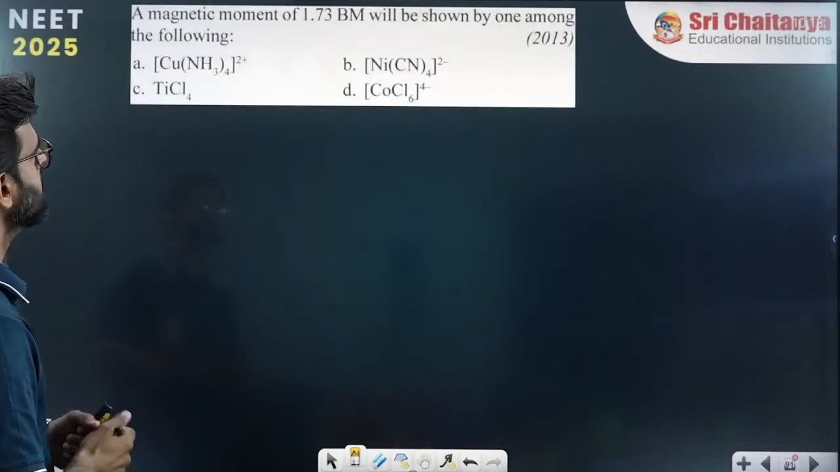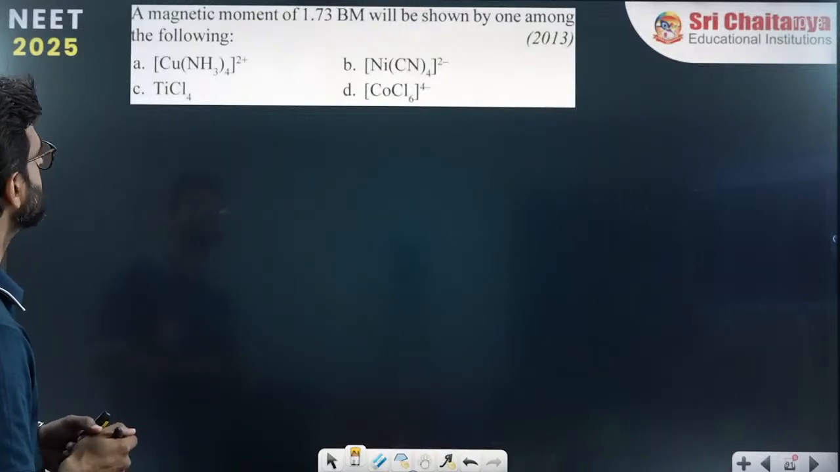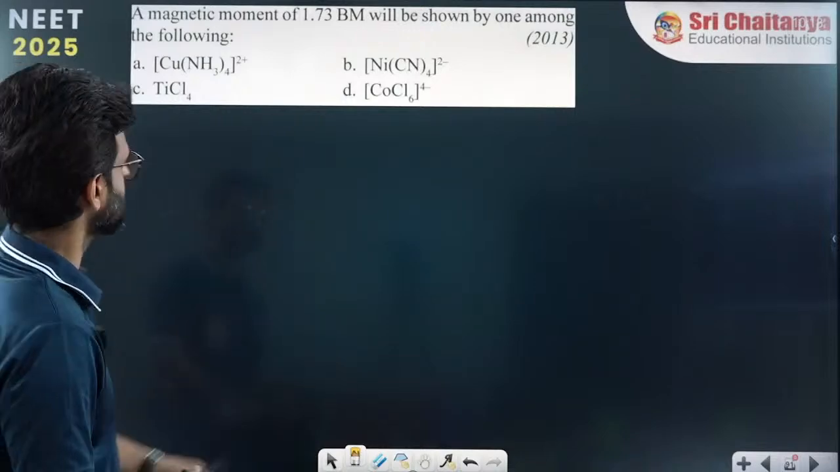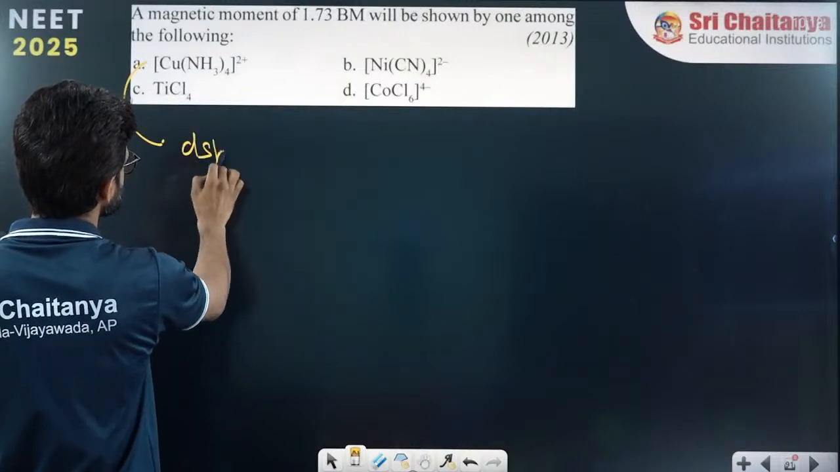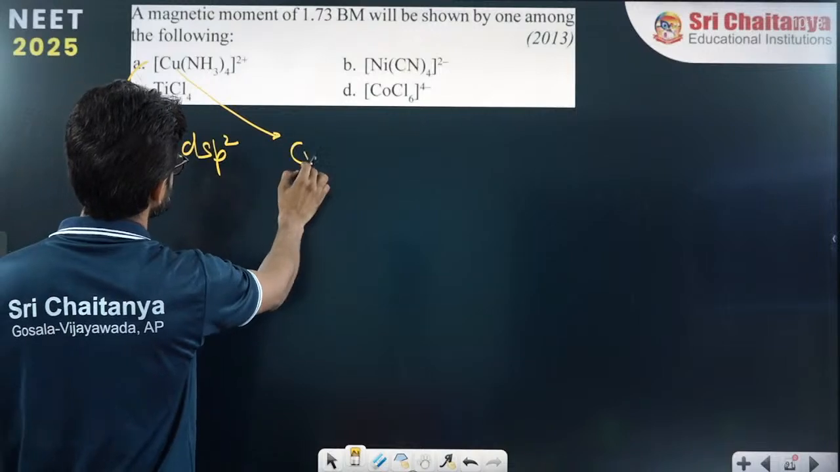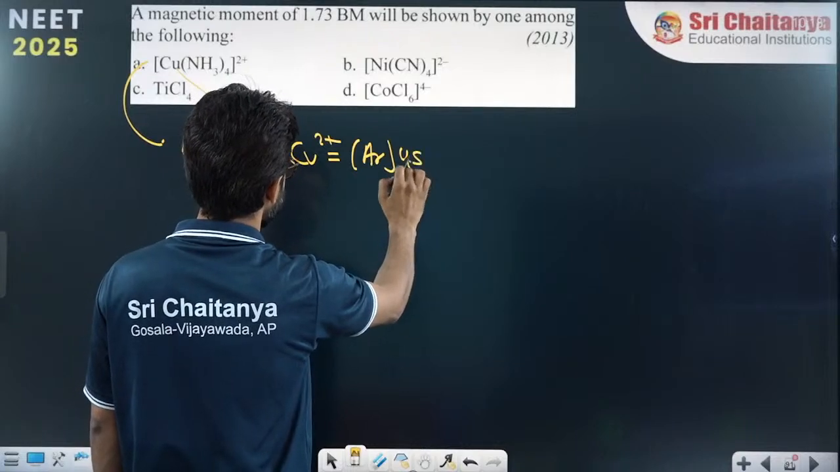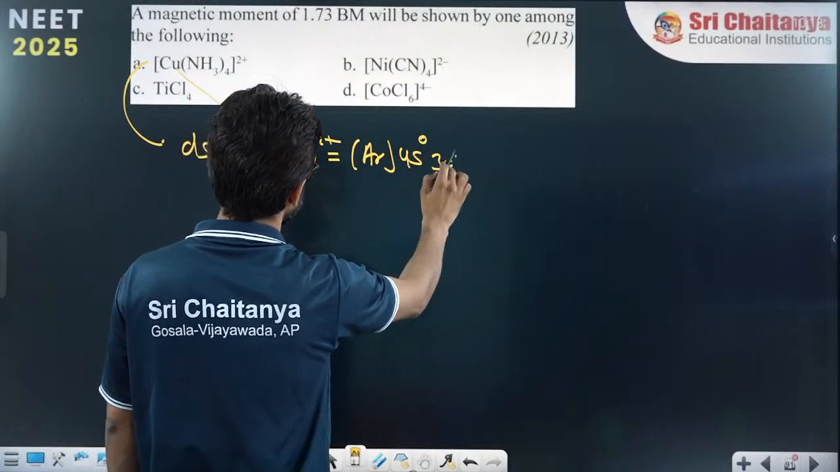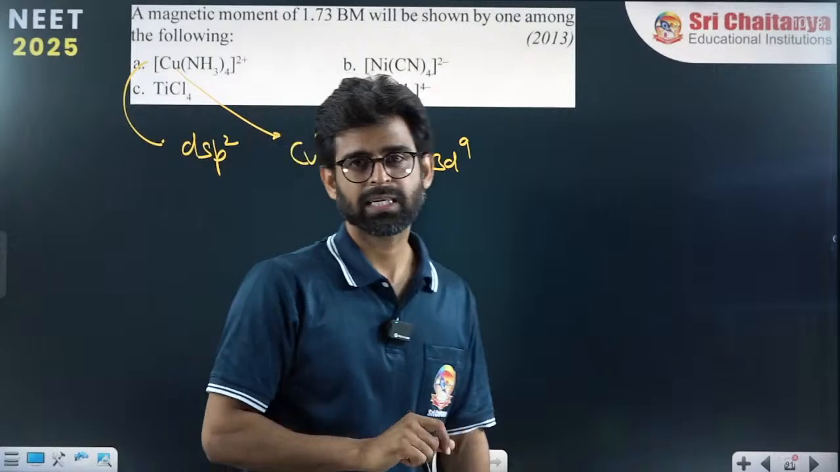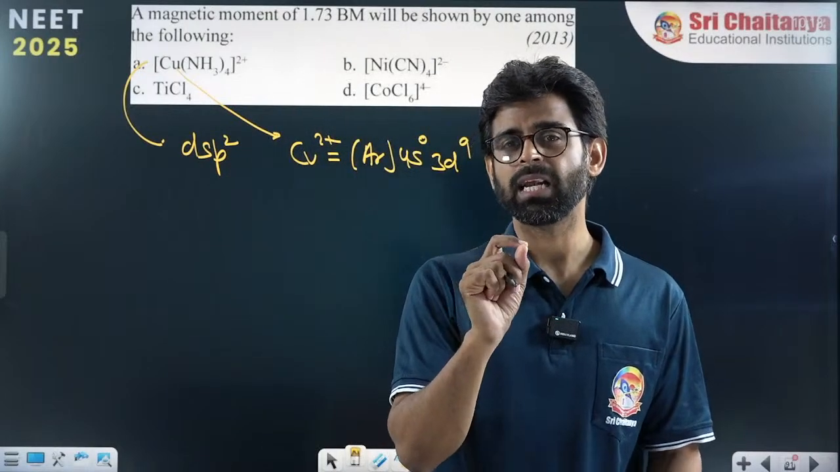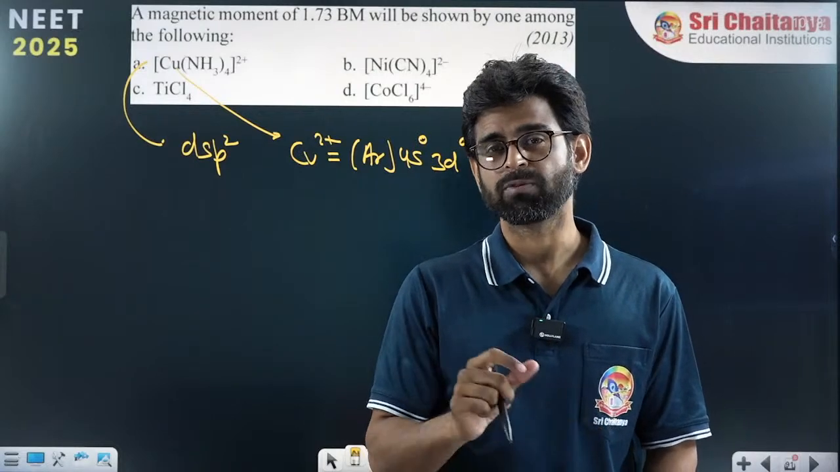The magnetic moment will be shown by one among the following. Okay. 1.73 means how many unpaired electrons? Here 1 unpaired electron. So in this case it is dsp2 and it will have 1 unpaired electron. Look carefully here: copper +2. Configuration is argon, here 4s becomes 0 and 3d becomes 9. It will have 1 unpaired electron. It is some special case. dsp2 and one of the electrons will go to the higher shells. It has a very special type of structure.